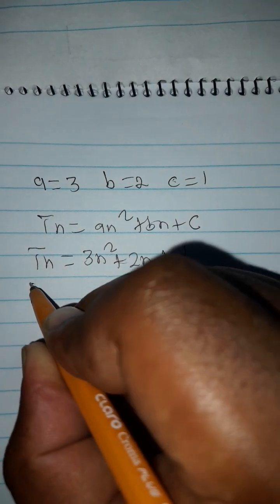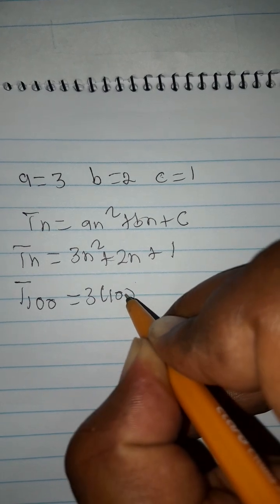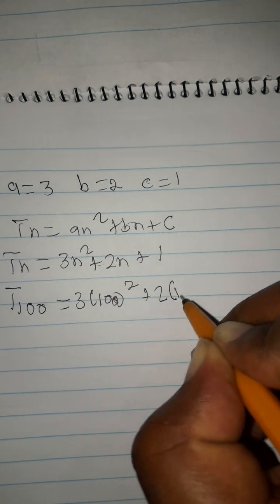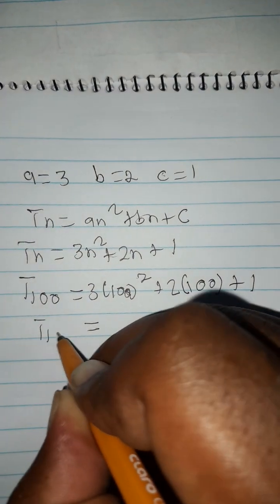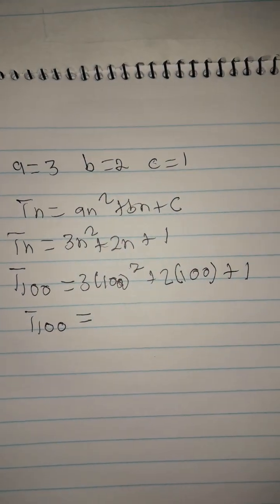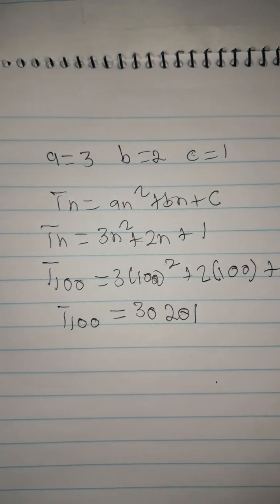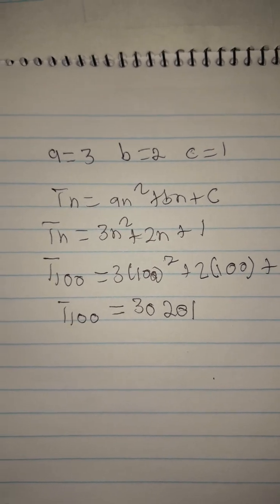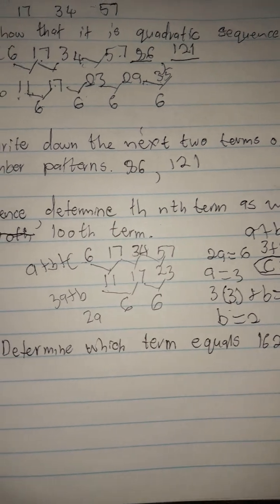Remember, they said we need to find the 100th term as well. So where there is n, you put 100. Sorry for the background noise. So put 100 there, plus 1, punch our calculator. If we punch our calculator, we are going to have 30,201. So that's how it should be with number C. Remember, it says hence determine the n-th term as well as the 100th term. So we have already done that. Hope you saw it. So let's move to our last question.